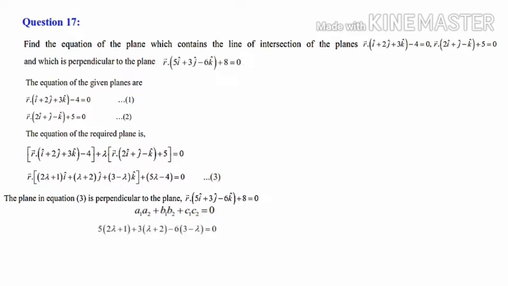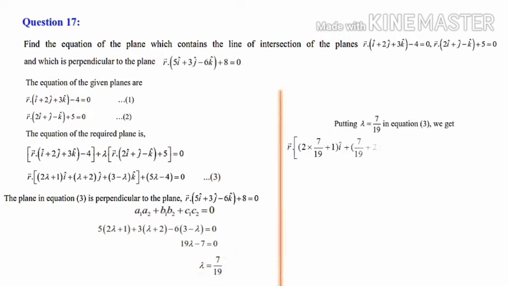So here (2 lambda plus 1) into 5, and (lambda plus 2) into 3, and (3 minus lambda) into minus 6, sum is equal to 0. That is 5 into 2, 10 lambda, plus 3 lambda, 13 lambda, minus 6 lambda, that is minus into minus, plus 6 lambda, that is 19 lambda. Then here 5 into 1 is 5, plus 6, that is 11. 11 minus 18 is minus 7 equal to 0. So from here lambda we can calculate: minus 7 going to the right side becomes plus 7. 7 divided by 19 is the value of lambda.